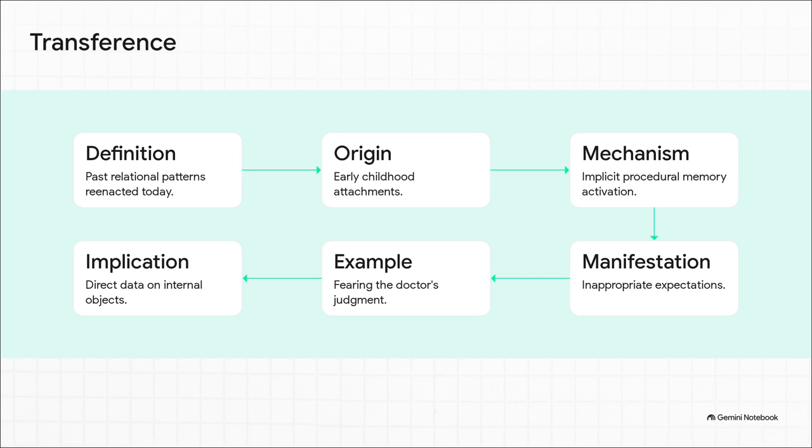How does this look clinically? Well, it manifests as completely inappropriate expectations of you, the clinician. Think of a patient who is irrationally terrified that you're constantly judging them. The clinical implication of all this is absolutely crucial. Transference gives us direct, unfiltered data on the patient's internal object relations.